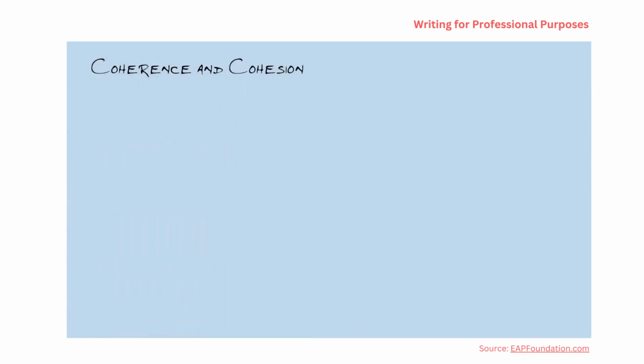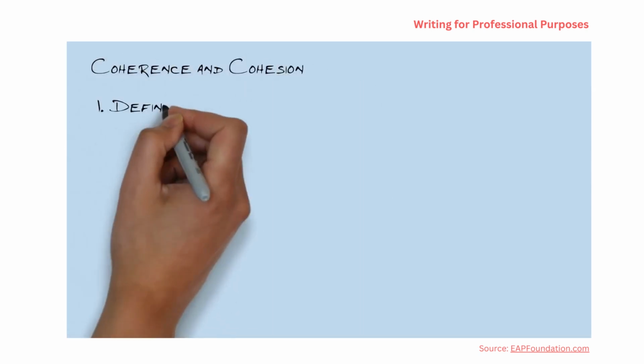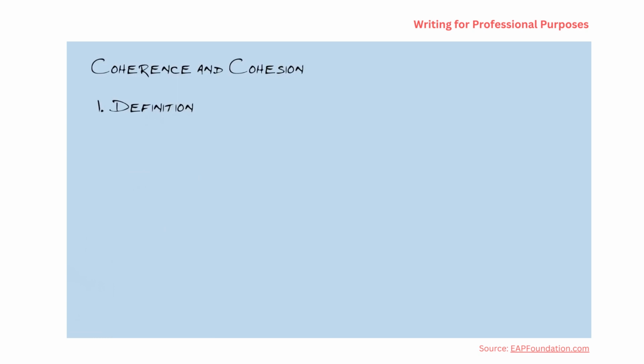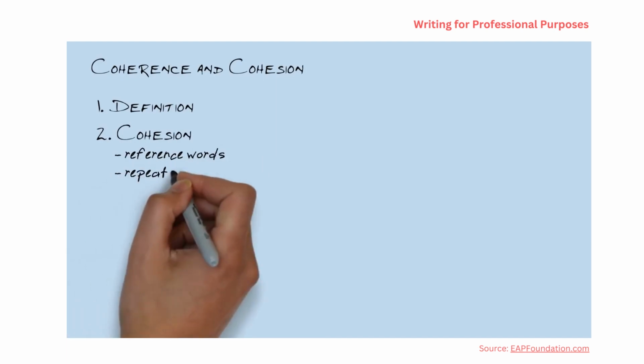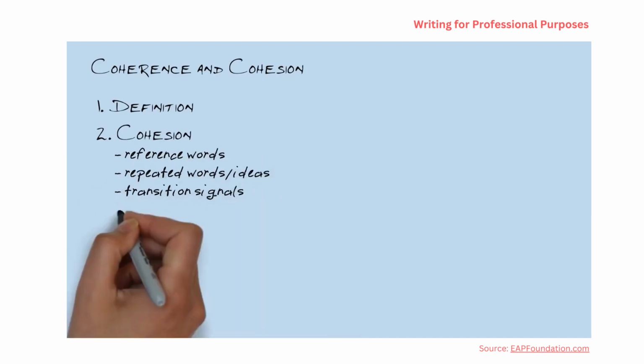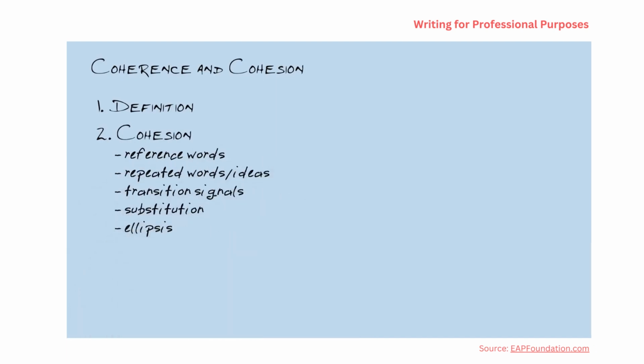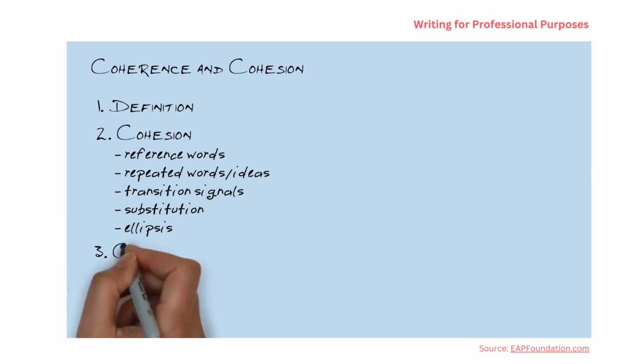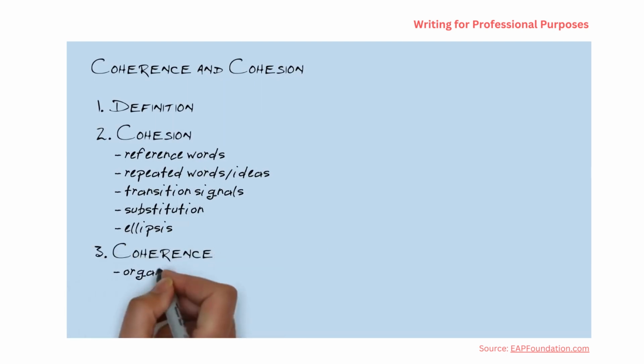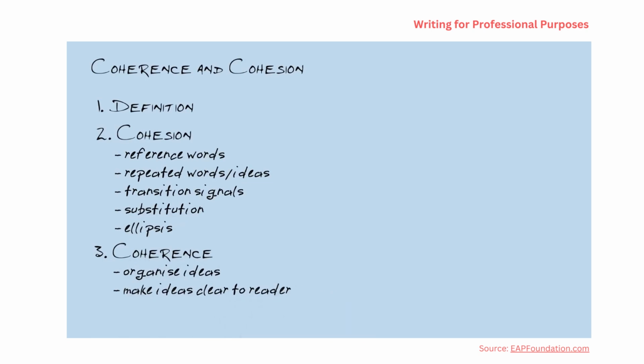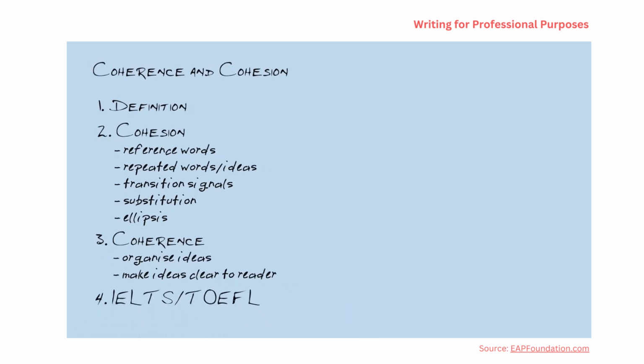So summing up what we've learned in this video, first of all we had a short definition of coherence and cohesion. Then we saw ways to improve cohesion in your writing, using reference words, repeated words or ideas, transition signals, substitution and ellipsis. We saw how to improve coherence by organising your ideas and making your ideas clear to the reader. And how the IELTS and TOEFL exams grade your work for coherence and cohesion.